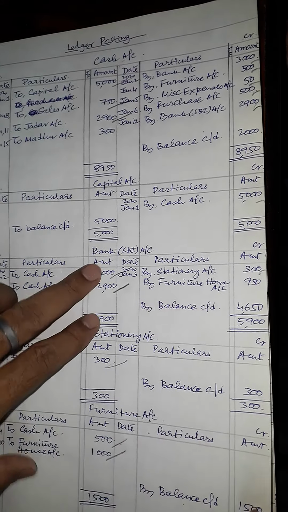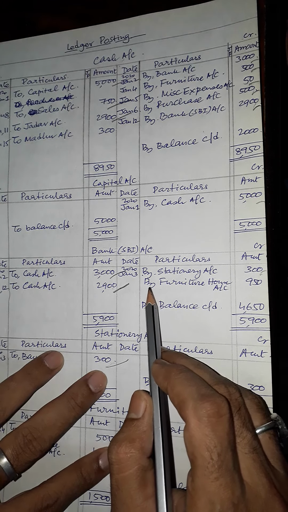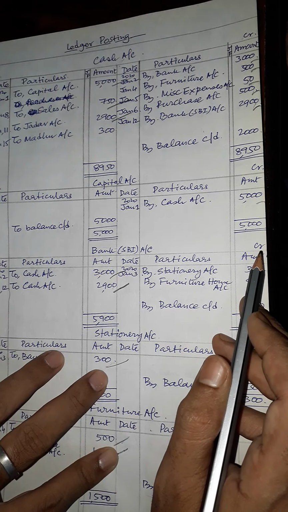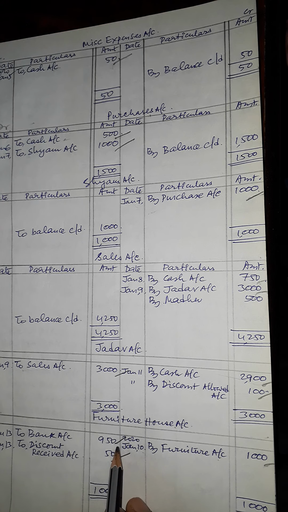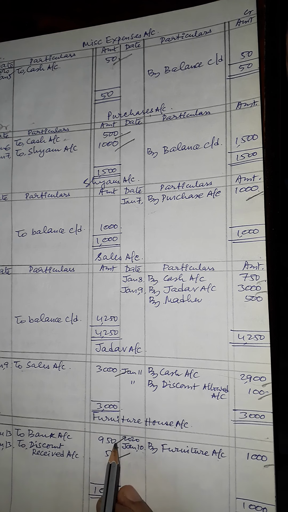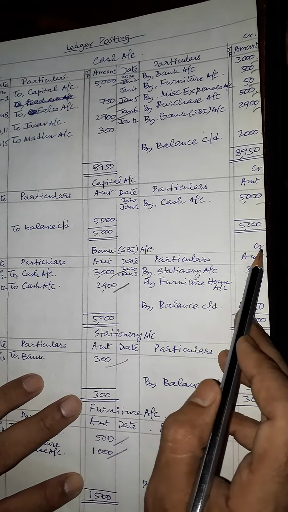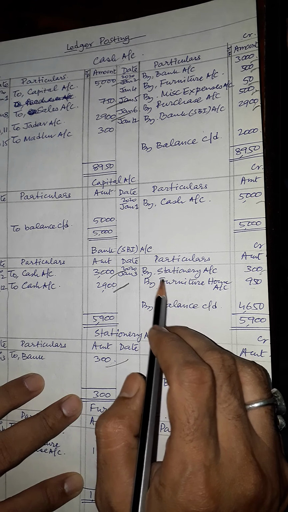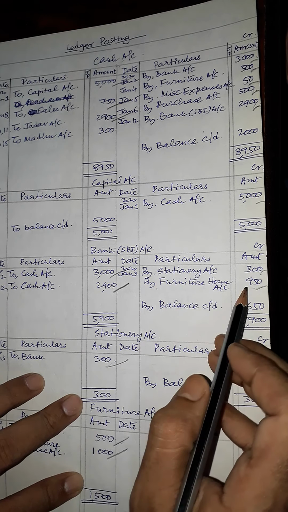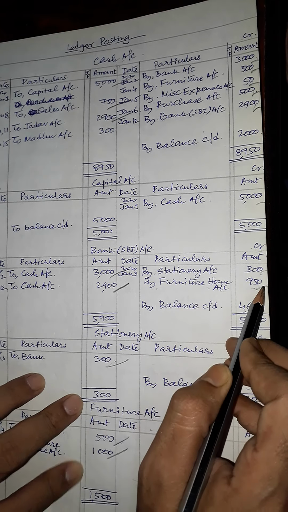In bank account, 950 is paid through bank. We have paid 950 to furniture house through bank, and discount received is 50. So 950 is paid through bank and bank account is credited by furniture house 950. This is the transaction. Bank account credited by furniture house 950.